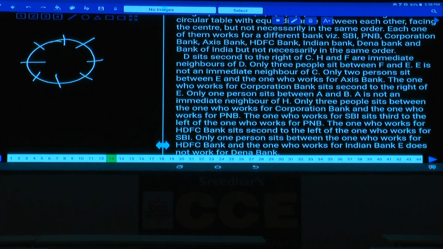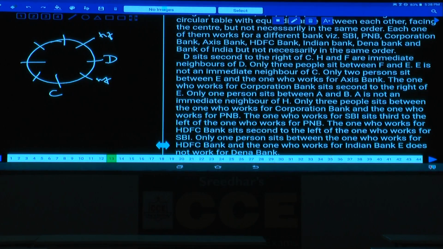As all these persons are facing towards the center, now we can fix one of these persons. Now I am fixing C at this place, D sits second to the right of C, D will be here. H and F are the immediate neighbors of D. H and F can be in these 2 places in any order.